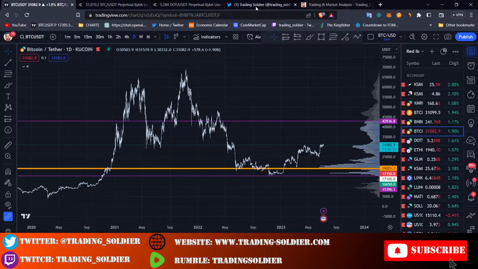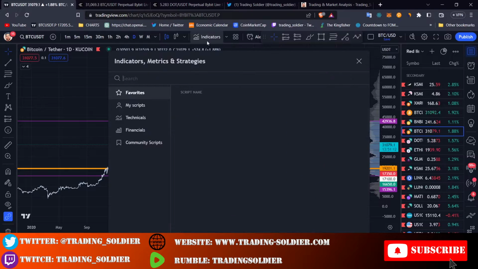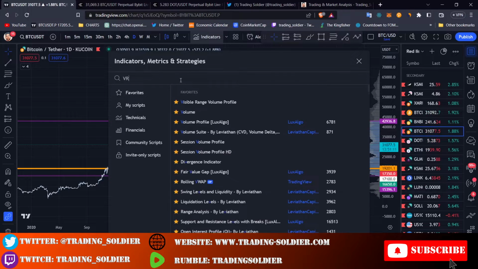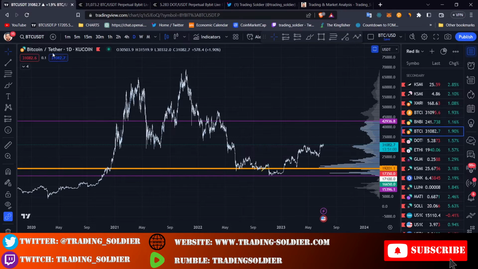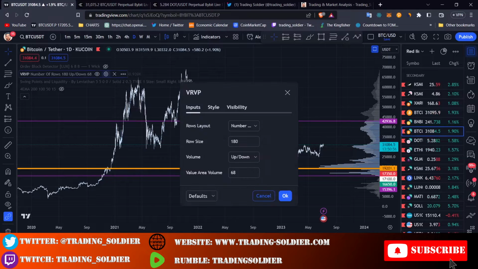To find this indicator on TradingView, the first thing you want to do is go to the Indicators tab here and type VRVP. And here is the indicator that is called Visible Range Volume Profile. You add it to the chart. I have just added it. If we go to the settings of this indicator, you can see that there are many settings that we can change.